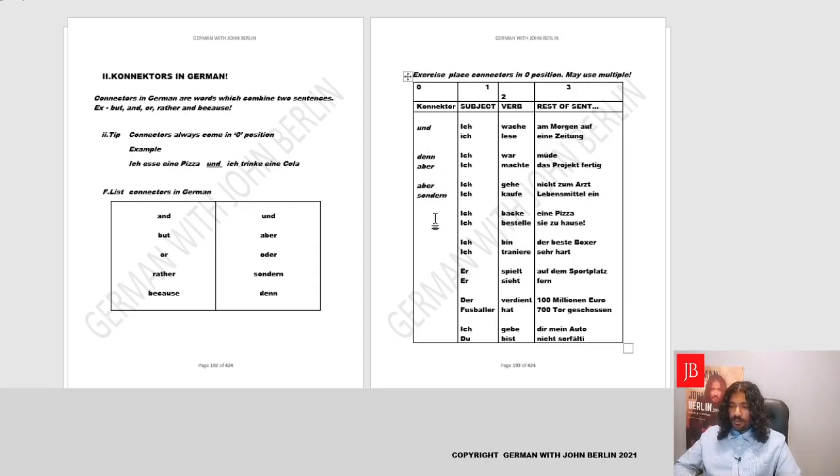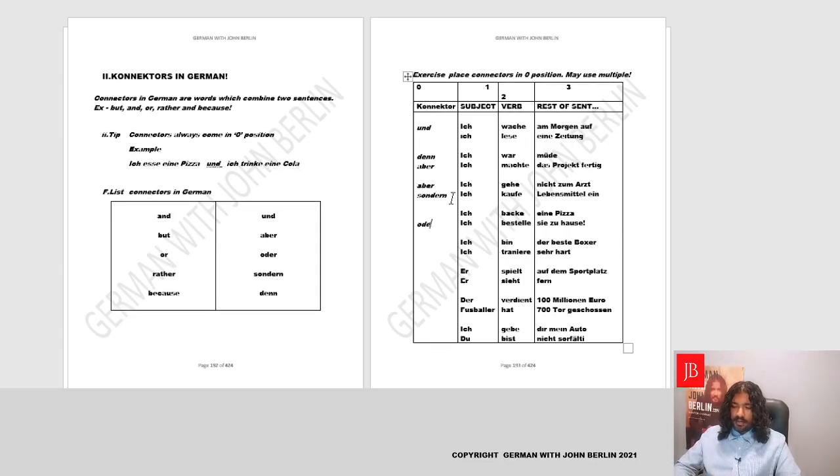Fantastic. Moving forward. Ich backe eine Pizza. Ich bestelle sie zu Hause. I bake a pizza. I order her at home. Sie being eine Pizza, her. Yes? Sie is the pronoun for the noun pizza. Yes? Okay, I order her at home. So I bake a pizza, I order her at home. So it would be understood. I bake a pizza or I order one at home.